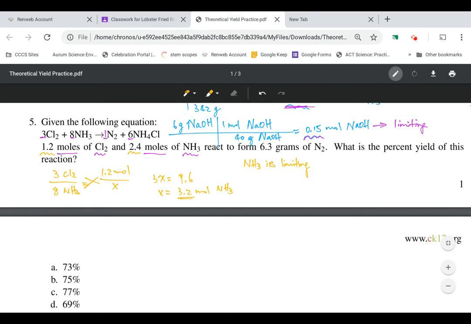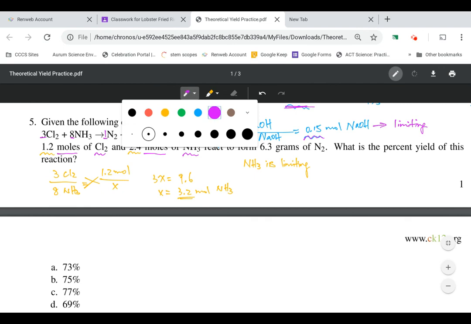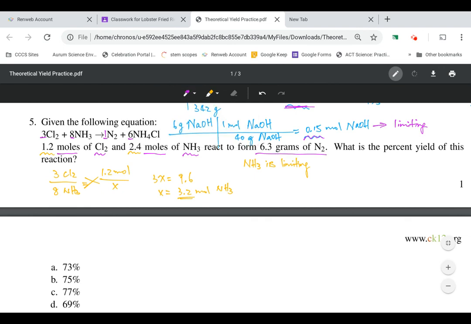Okay, the question asks us the percent yield, and the question also gives us the actual yield, right? So we need to find the theoretical yield from limiting reagent. So limiting is 2.4 mole of NH3, and that gives us, based on the mole ratio, 8 NH3 give us 1 N2. That's in mole, okay?